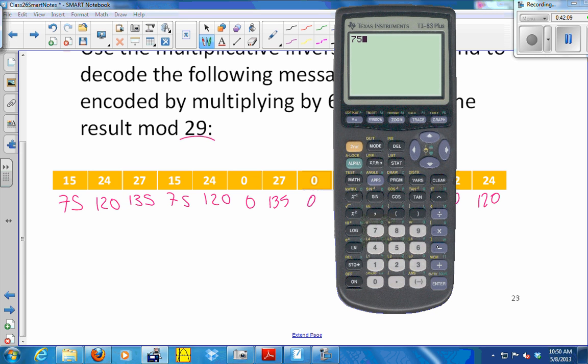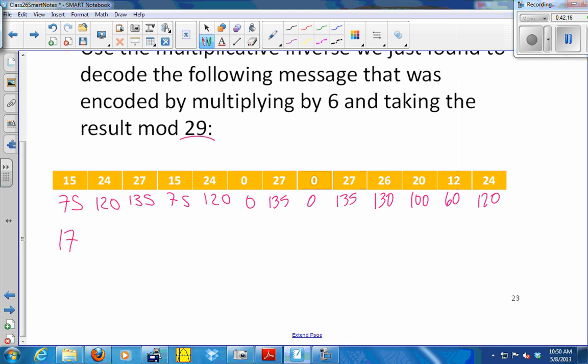Okay, so 75 minus 29, too big, minus 29 again, 17. 120 mod 29, 10. 135, 25. 19, okay. Really? Are you sure?